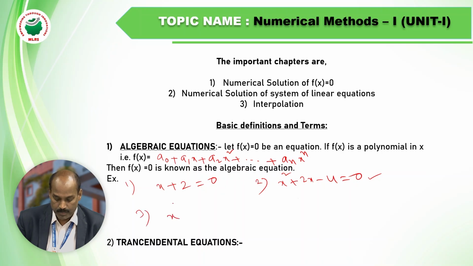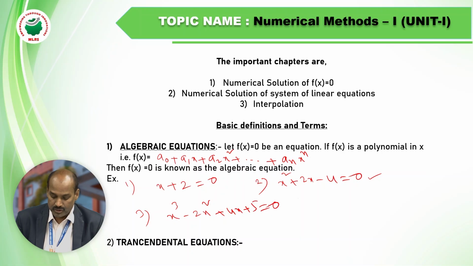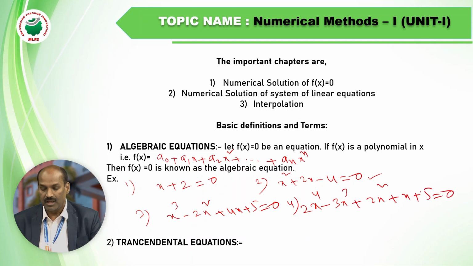Third one, x cube minus 2x square plus 4x plus 5 equals 0. Now in this third example also, f of x is a polynomial, cubic degree polynomial, therefore it is an algebraic equation. And last one, 2x power 4 minus 3x cube plus 2x square plus x plus 5 equals 0. Now in this example also, f of x is a 4th degree polynomial. So like that, this is also one example for the algebraic equation, and so on.